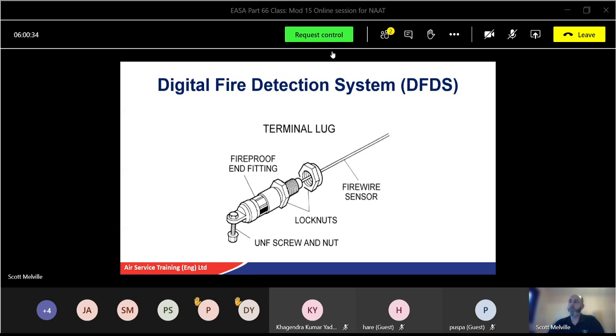Then we move on to digital fire detection systems, commonly known as DFDS, and that's one of the latest ones. It looks very similar to normal firewire, but it's all digital now. It's now widely used in most commercial aircraft because of its reliability and accuracy in detecting fire and overheat situations. Now remember, fire detection systems should differentiate between a fire and an overheat. It looks pretty much identical to the previous forms, except the terminals are completely sealed to prevent ingress of moisture, whereas with the other ones there's a chance of moisture and some debris getting in.